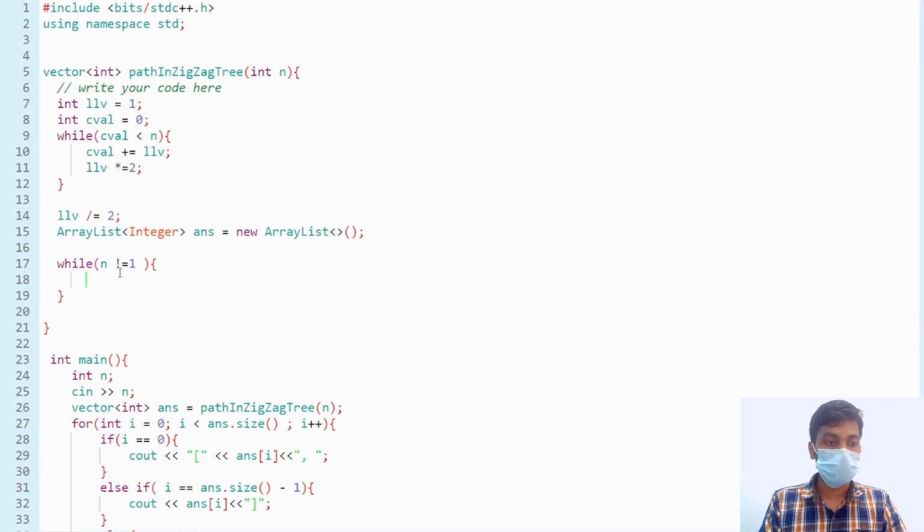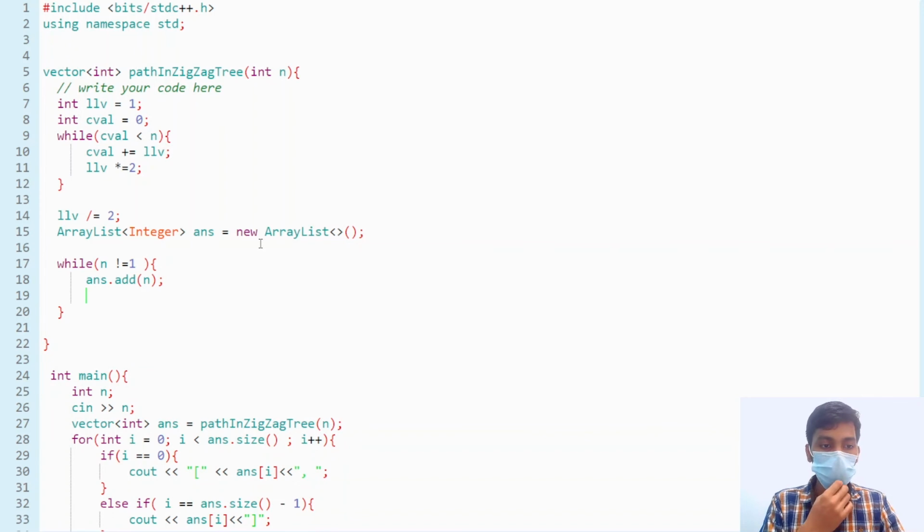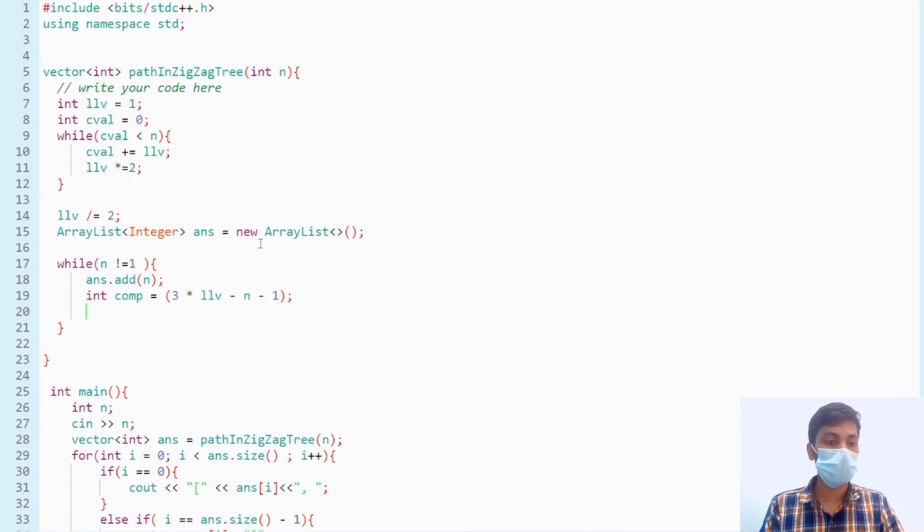So first, let's add. So dot add this n, right? First add this n, then find the complement. That is going to be nothing but 3 multiplied by last level value minus n minus 1, right? This was our formula that we have derived.